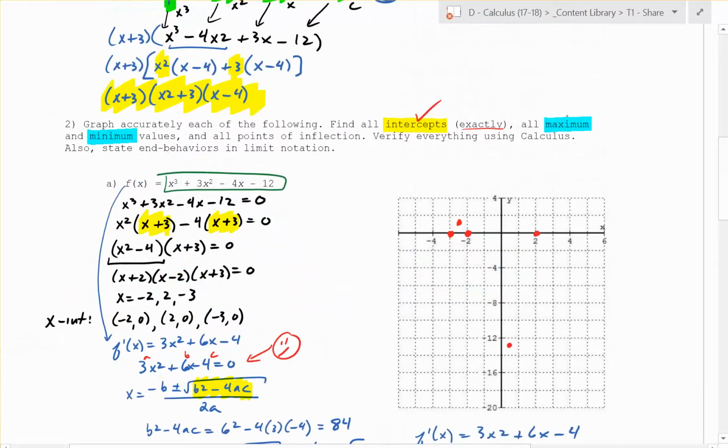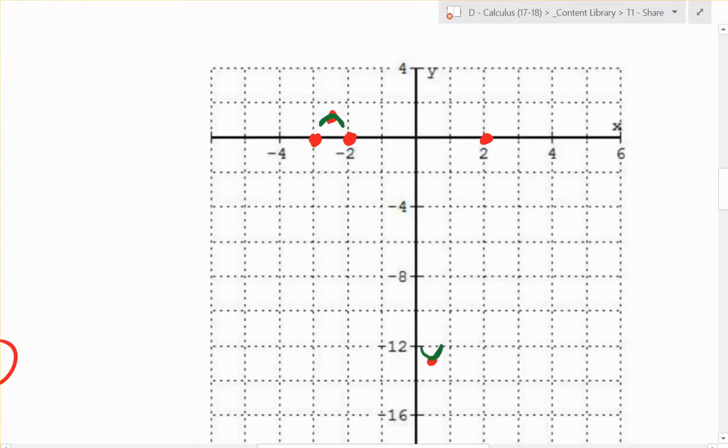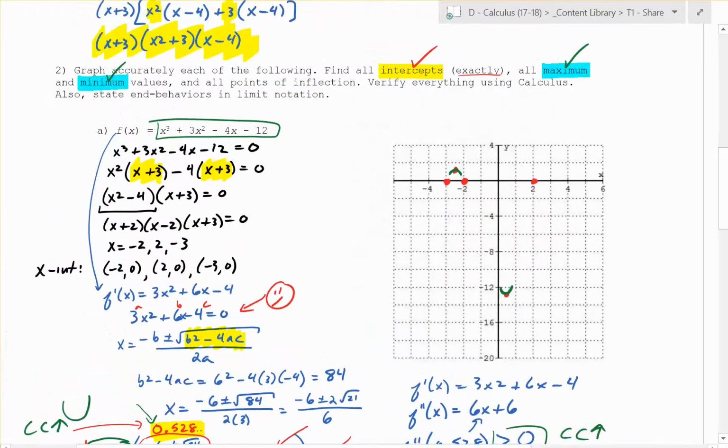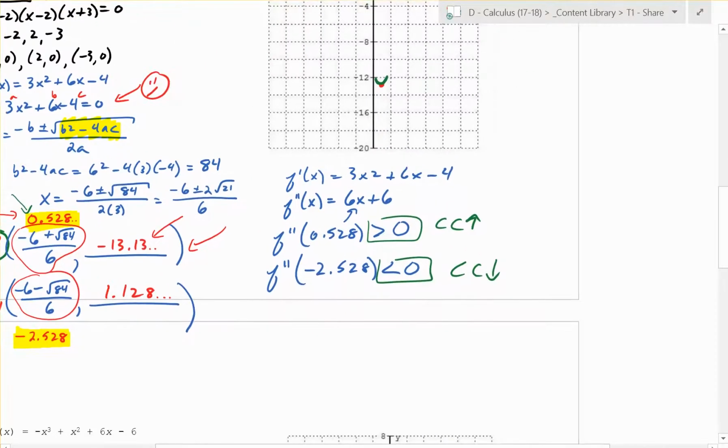So we found the maxes and mins. We know that this is going to be a max right here, and we know that this is going to be a min right here. The last thing we need to find is the point of inflection. The point of inflection, that's where the graph changes concavity.